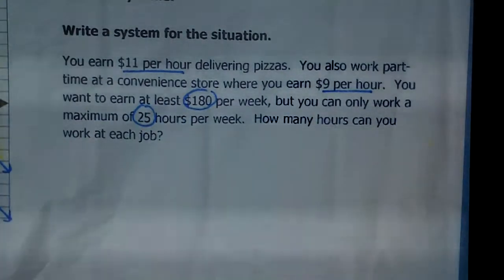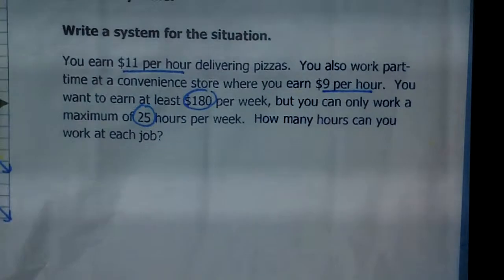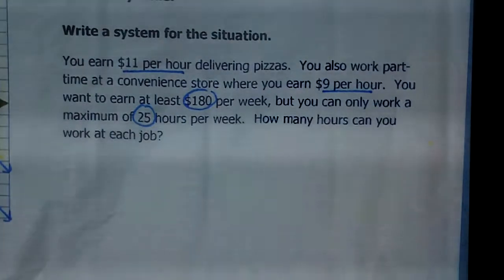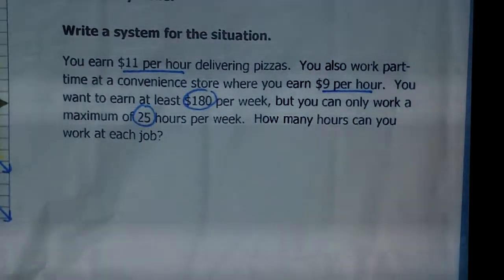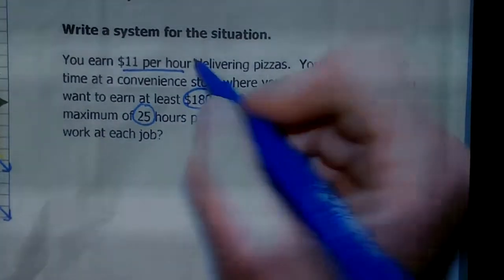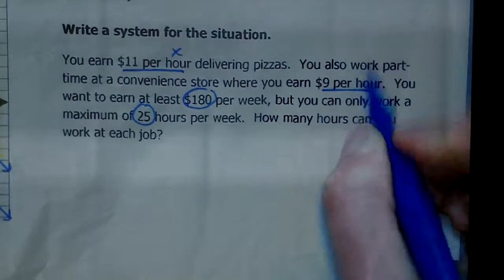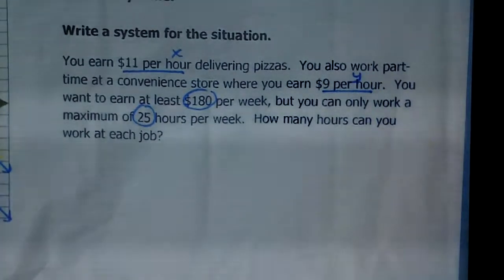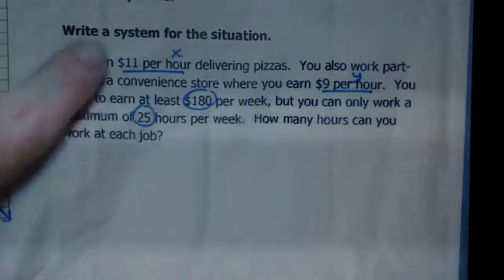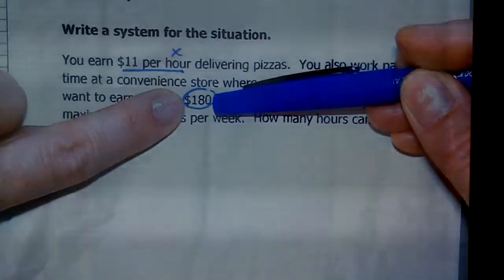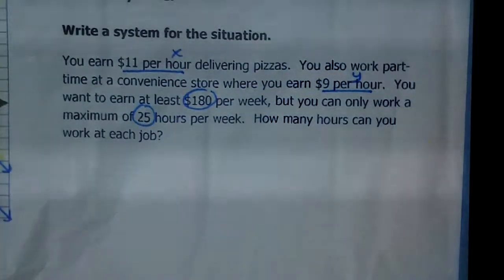Okay, so you're given 2 rates and a total. I'm hoping that this shouts out to you, ooh, standard form, ax plus by equals c. That's what's going on here. We know we need an x, we need a y. We can let our x represent our pizza deliveries, and our y can be our convenience store. And then we have our c's over here. So we have 2 c's given. One of these totals has to do with money, and the other just has to do with total hours.